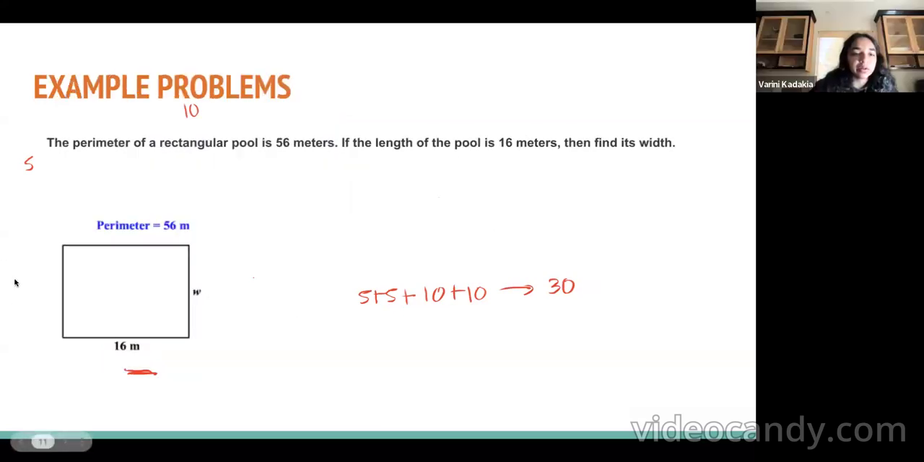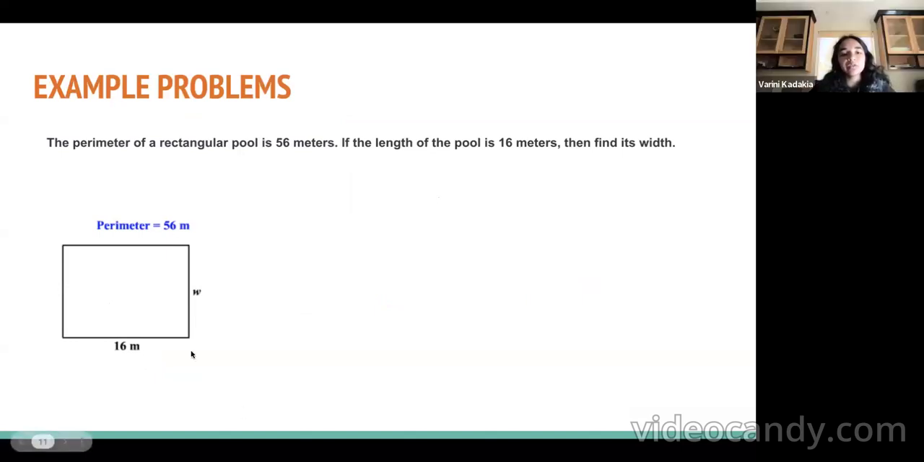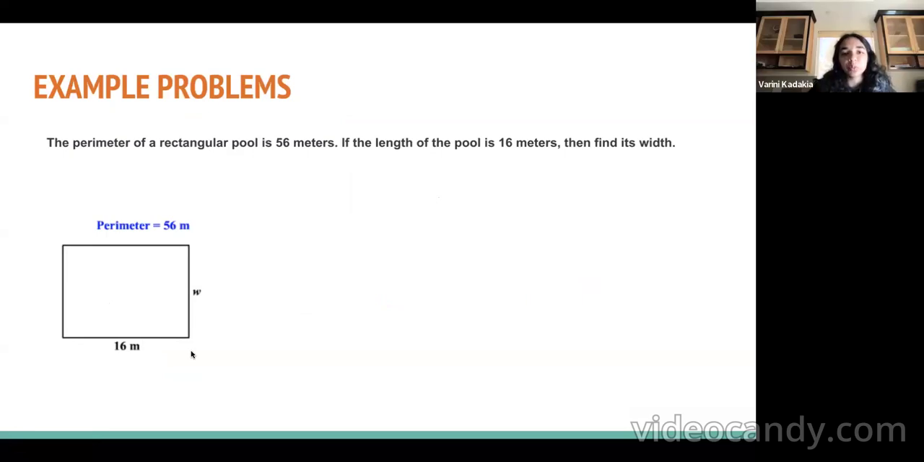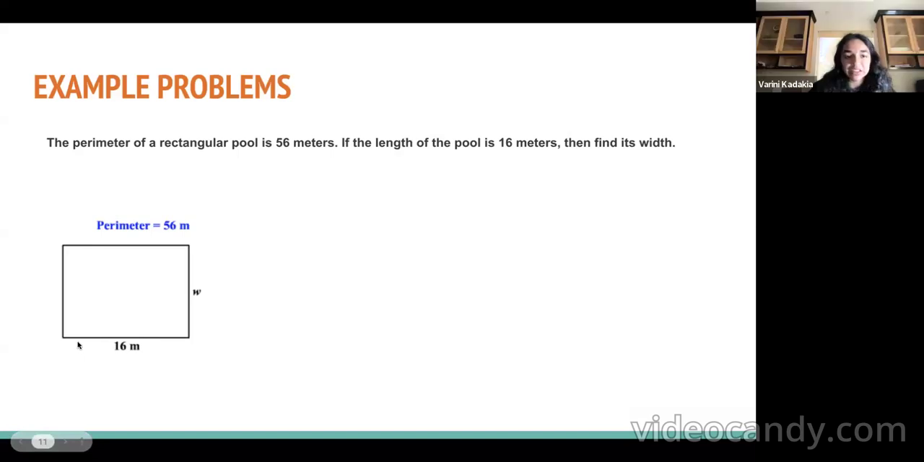Let's do this practice problem. Do you guys want to try this one? So the perimeter is 56 meters. What is the width? You should set up an equation and then just solve for W. So I'll give you guys 2 minutes to try this one. Send it to me in a private message.